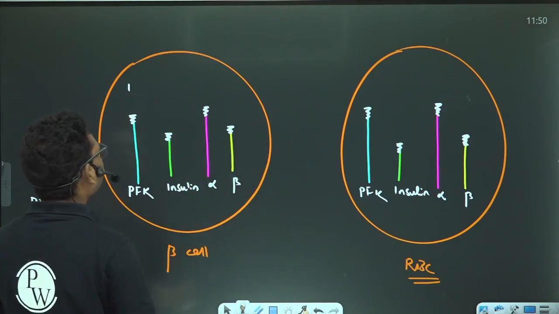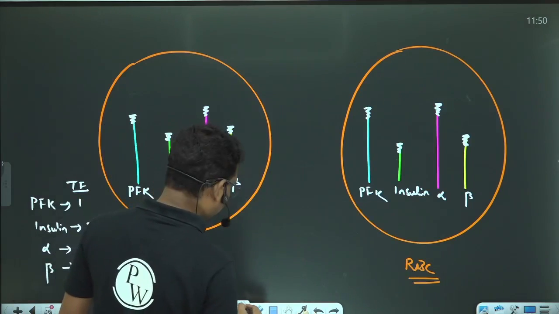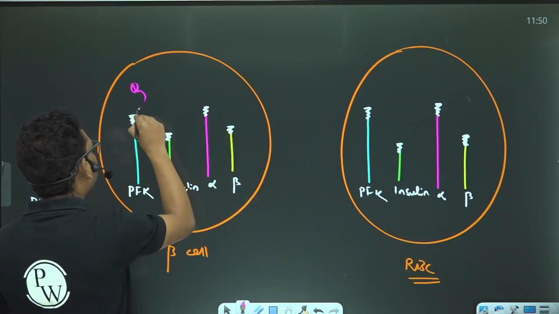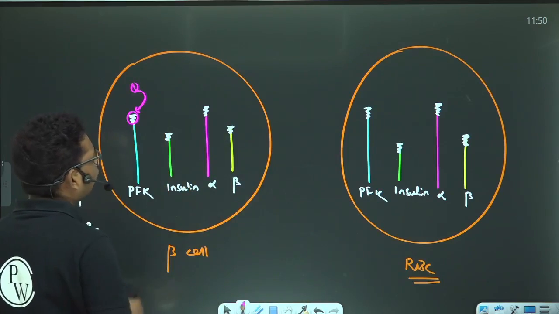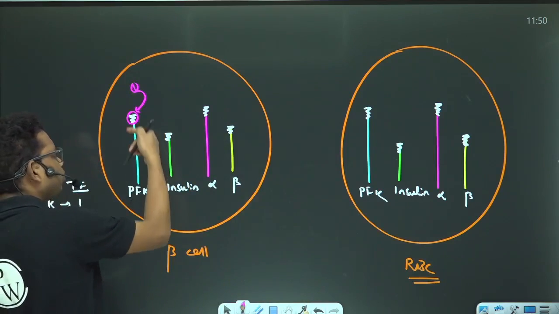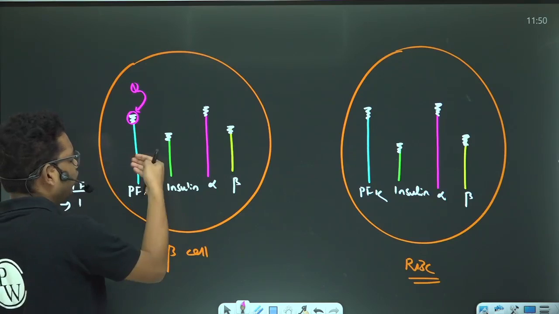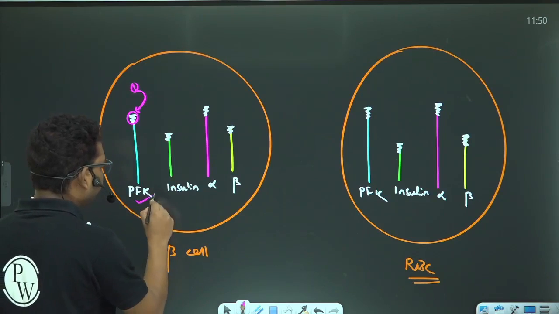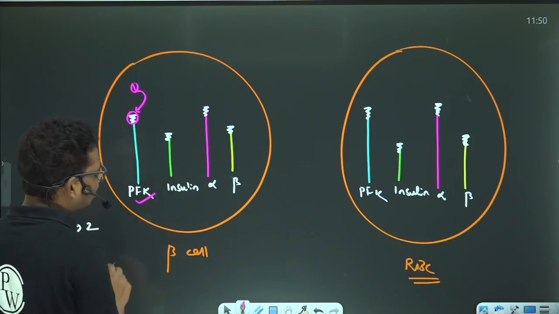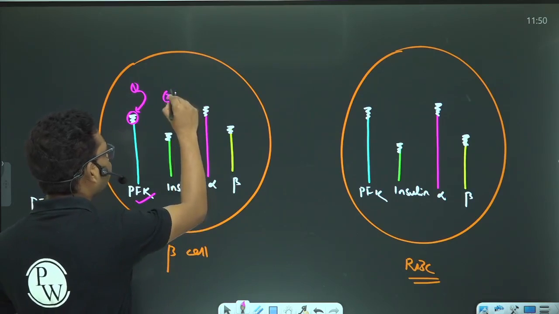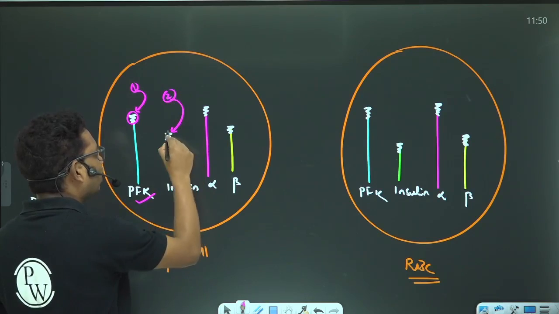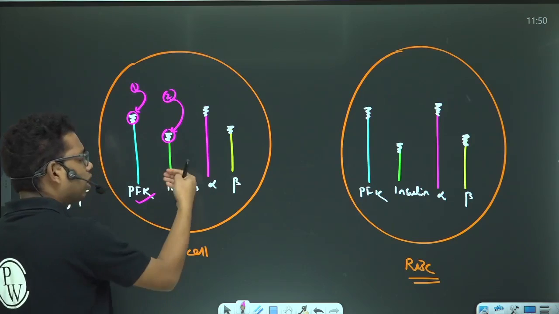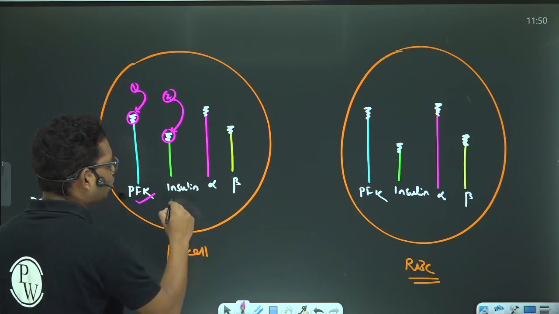In the beta cell, transcription factor 1 is produced, so it will get bound to the promoter, and transcription will occur and ultimately form the protein phosphofructokinase. Transcription factor 2 is also formed in the beta cell, so it will bind to the promoter, resulting in transcription. After transcription, translation will take place and insulin will be formed.